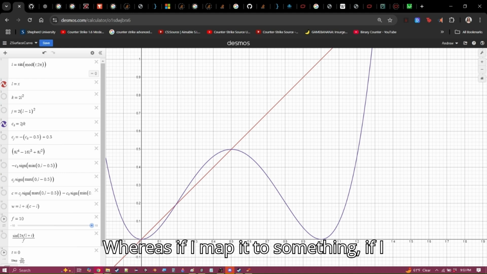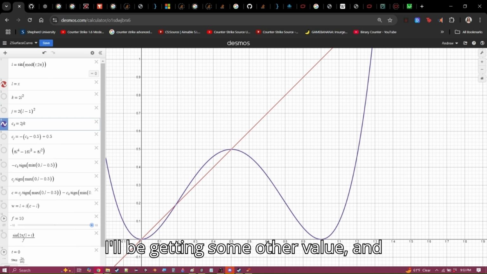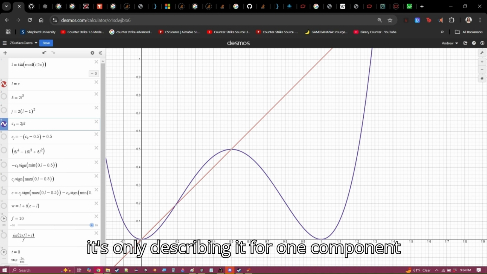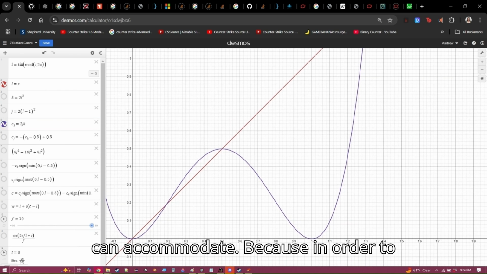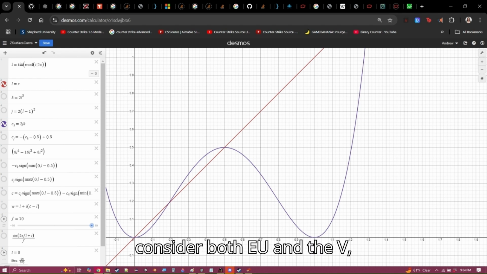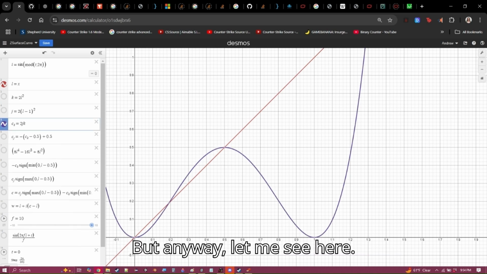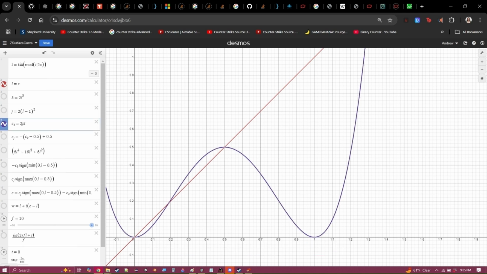Whereas if I map it to some other value, then I'll be getting some other value, and that's what this graph is describing. But it's only describing it for one component at a time because that's all this graph can accommodate. Because in order to consider both the U and the V, I would need a three-dimensional graph. But anyway, what was I saying before?